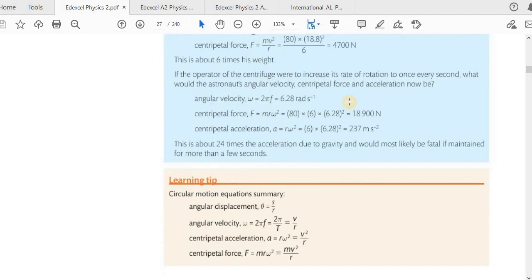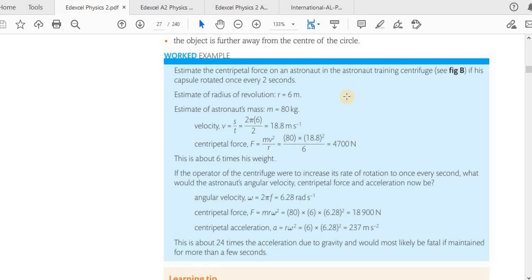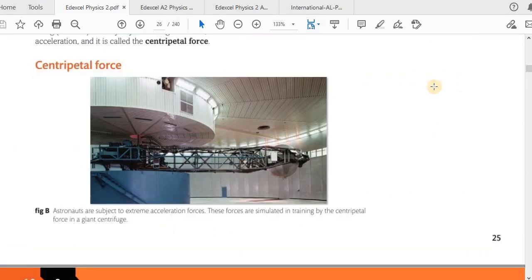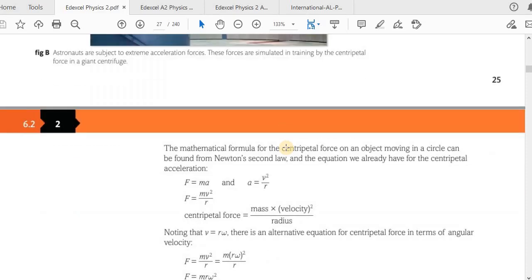Here is another example. Estimate the centripetal force of an astronaut. It's a matter of simply using the equation. F equals m omega squared r. Estimate the centripetal force on an astronaut in the astronaut training centrifuge, Figure B. There is an astronaut in here, and this thing is rotating. So when it rotates, there will be a centripetal force on the astronaut.